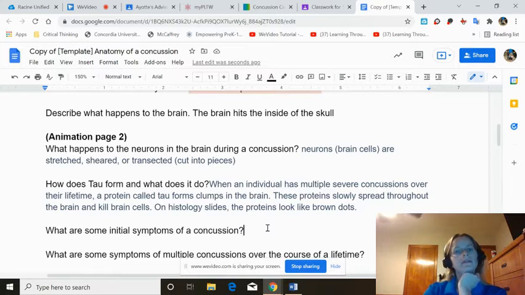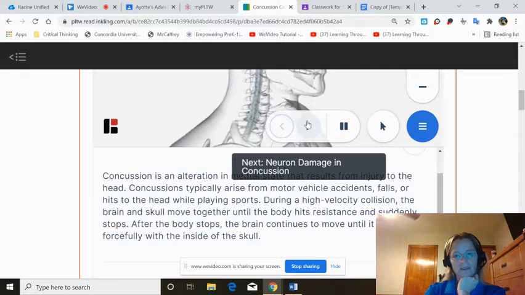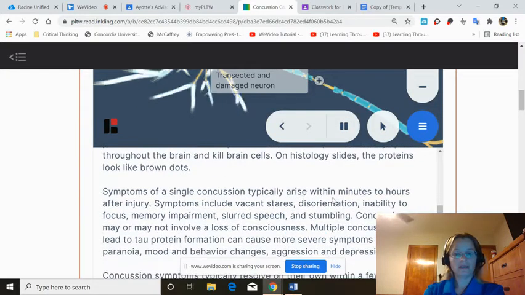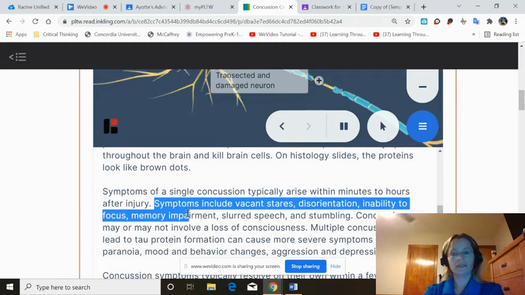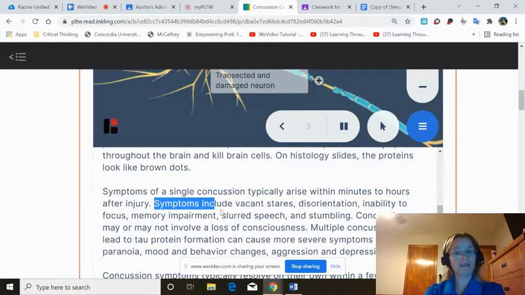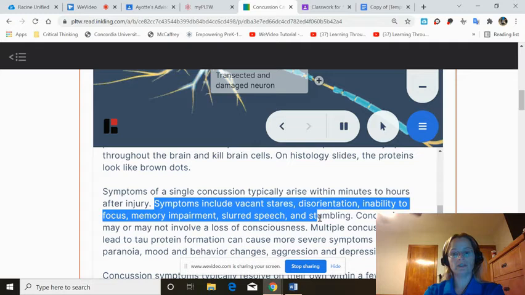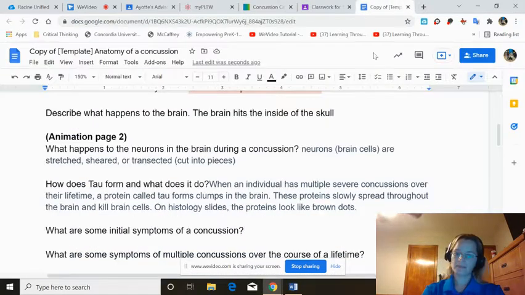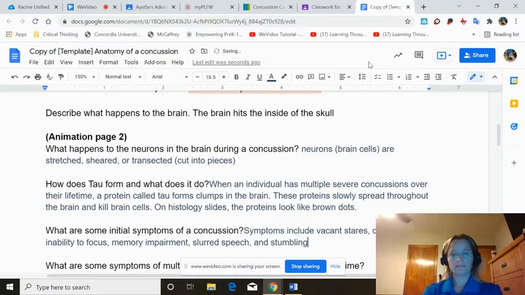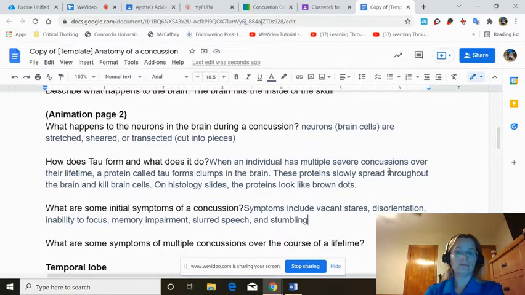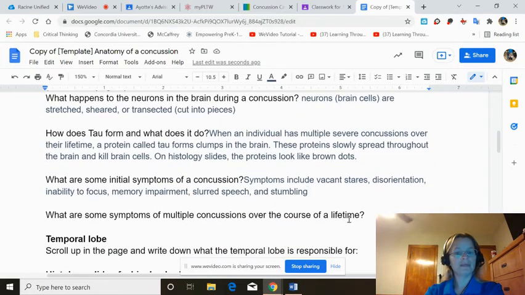Initial symptoms of a concussion. Let's find out. Oh, I went backwards. Minutes to hours. Symptoms include vacant stares, disorientation, inability to focus, memory impairment, slurred speech, and stumbling. I'm going to copy and paste. Some of you actually probably know this if you're into sports. I'm not, so this was all new information to me when I read it for the first time.